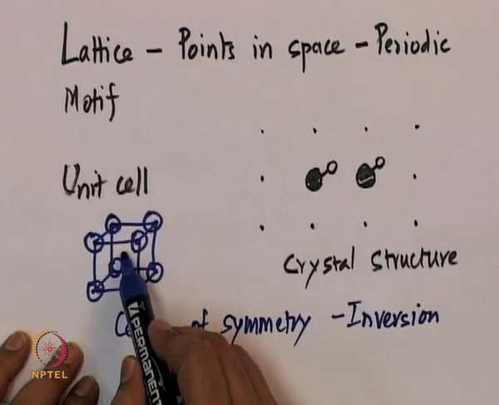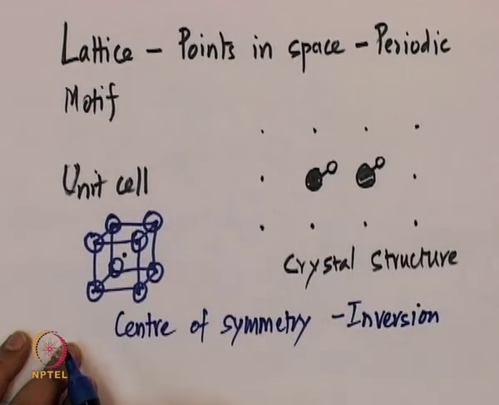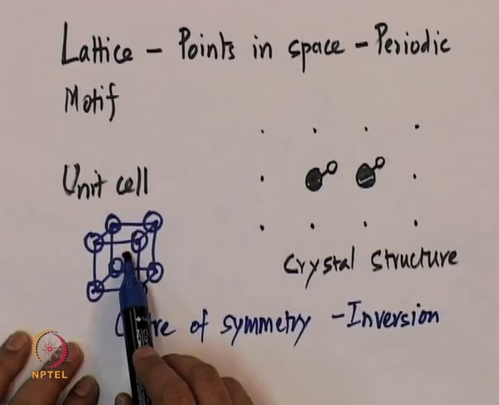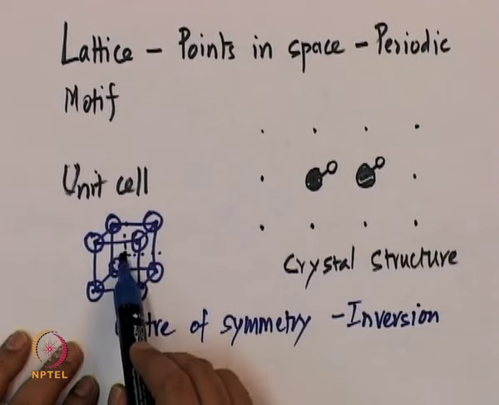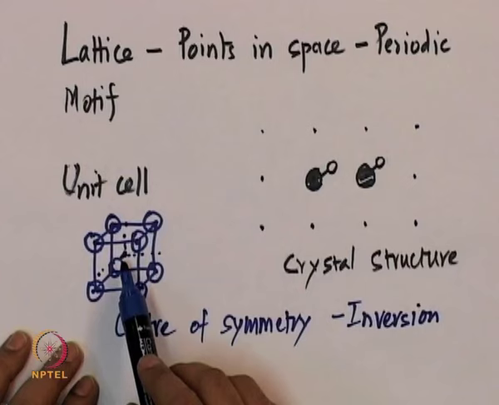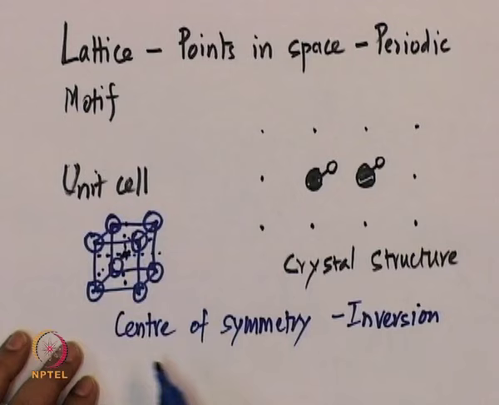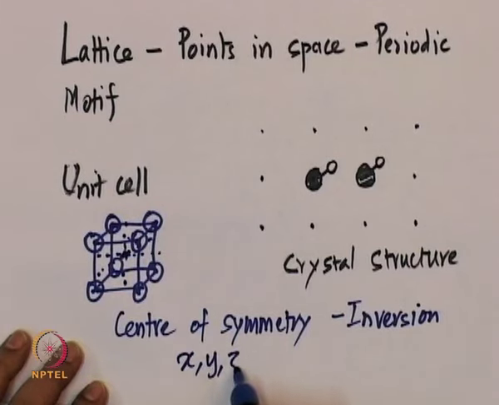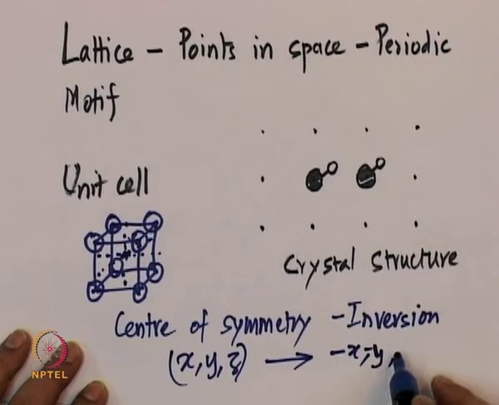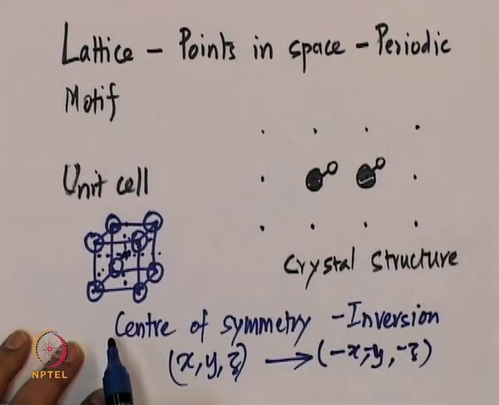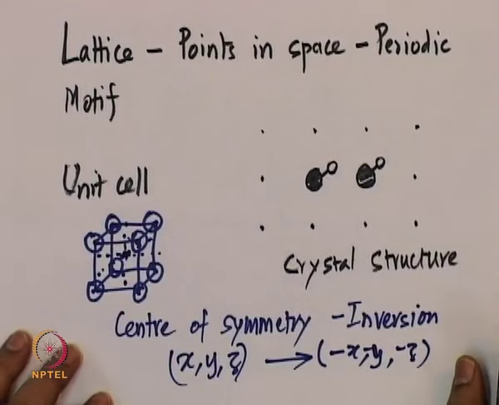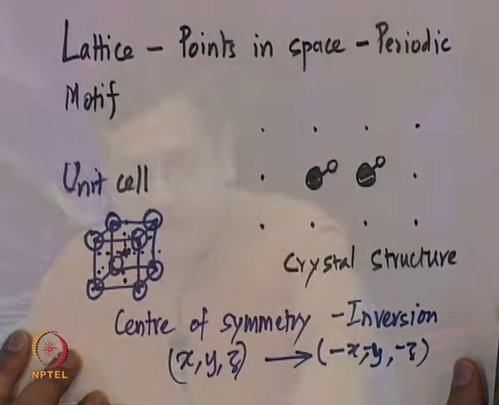What we do, for example, is take the center of this unit cell, and suppose you had the x, y, z axes, you invert all of them: x goes to minus x, y goes to minus y, z goes to minus z. So, x comma y comma z goes to minus x, minus y, minus z. This is a symmetry operation, known as either inversion or center of symmetry. So, it is a symmetry element.